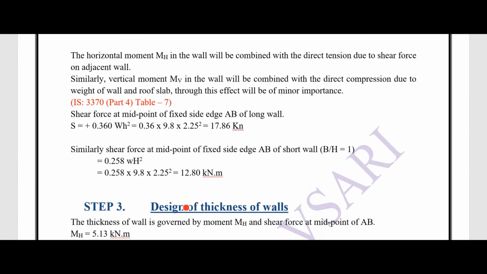Now horizontal moment MH in the wall will be combined with a direct tension due to shear force on the adjacent wall. Similarly, vertical moment MV in the wall will be combined with a direct compression due to the weight of the wall and roof slab. So this effect will be of minor importance.